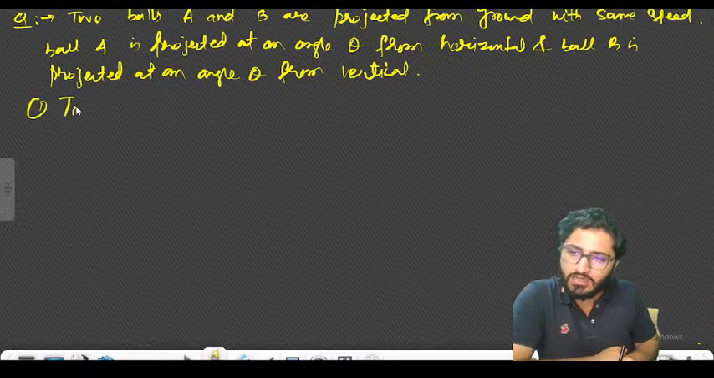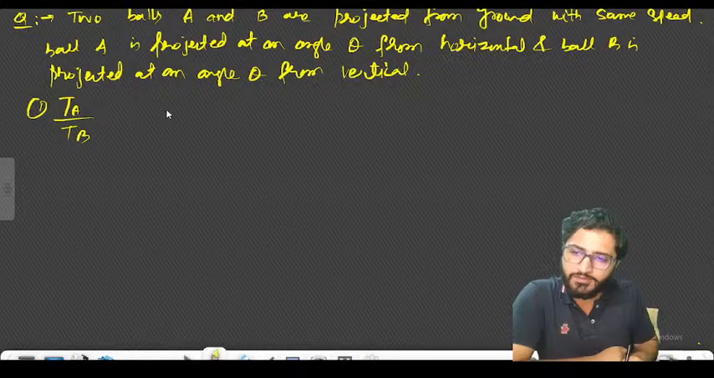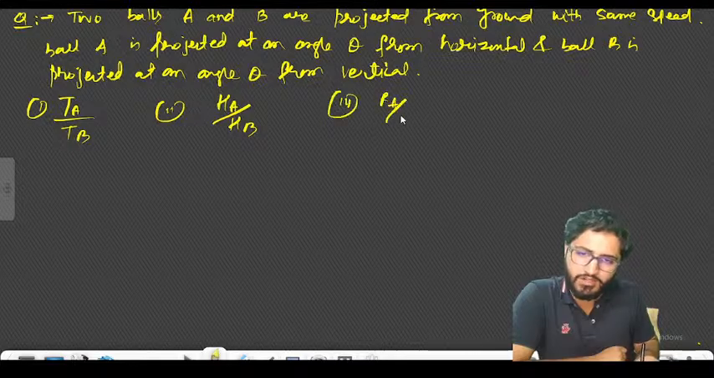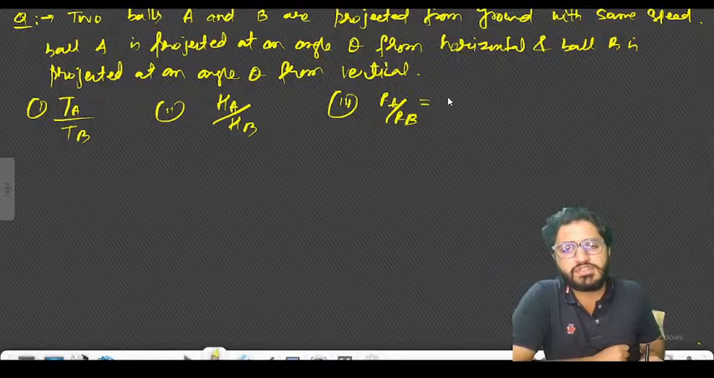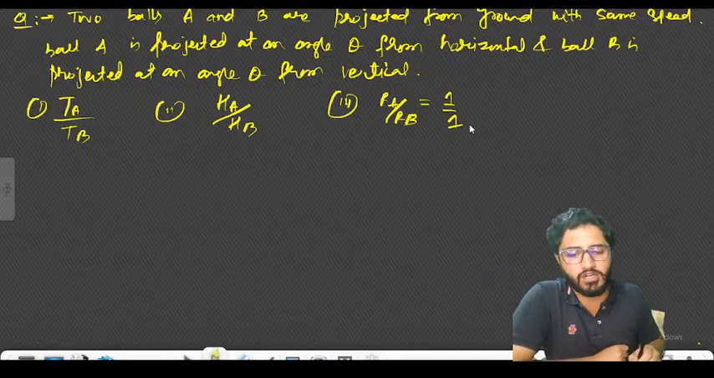First part, ratio of time period. Second, ratio of their heights. Third, ratio of their range. We know range will be the same. It will be 1 by 1. One thing is very clear to us.